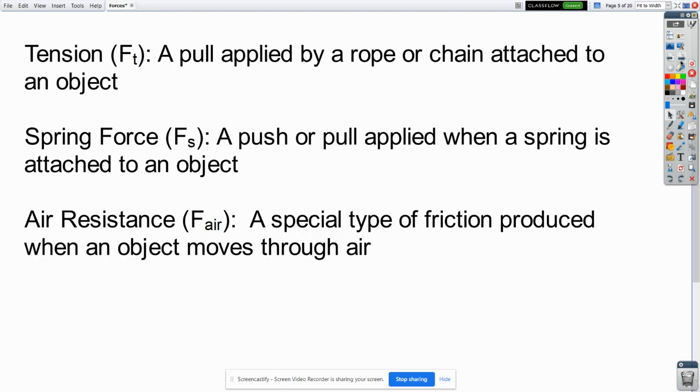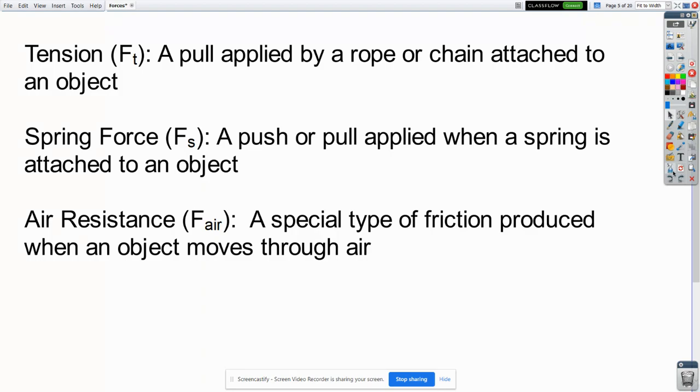Spring force is a push or pull applied when a spring is attached to an object. If I take a spring and compress it, it's going to push back on the object. That pushing back on the object is called spring force. And we have air resistance. It's a special type of friction produced when an object moves through the air.